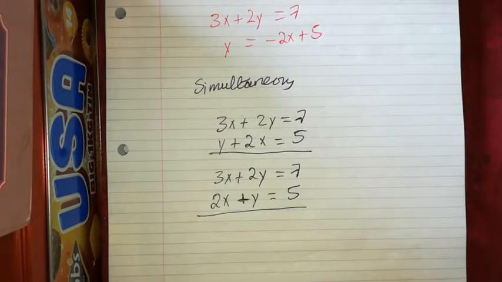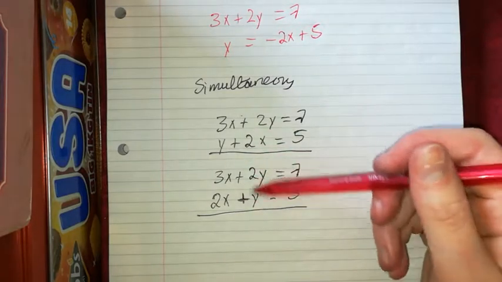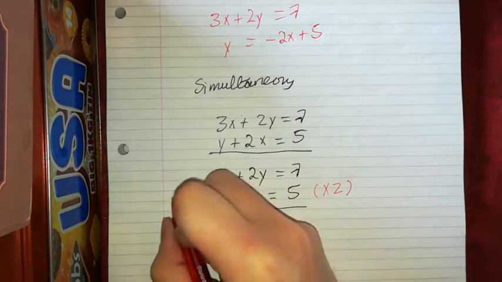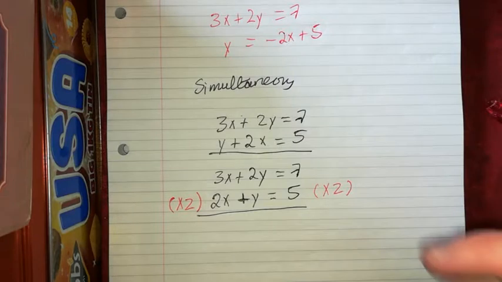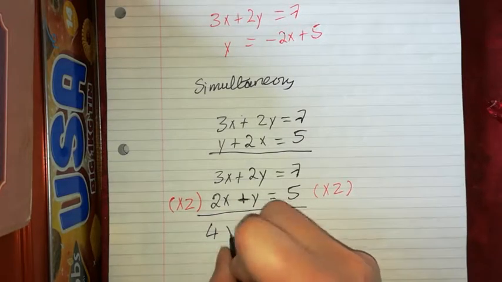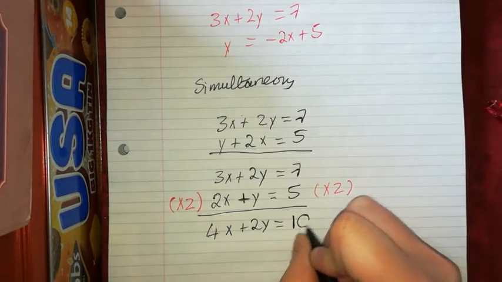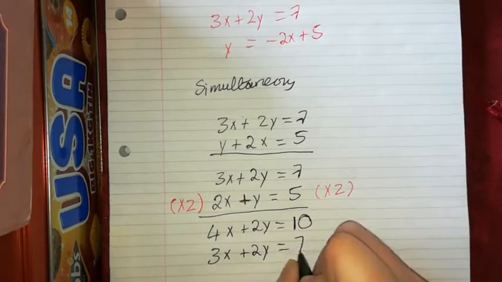So we have to get one of these variables to cancel. In order for them to cancel, they're going to have the opposite sign and the same coefficient, that means the same number attached to them. I think the easiest one would be to get 2 in front of both of the y's. In order to do that, we're going to have to multiply both sides of this line by 2. If we do the exact same thing to both sides of the equation, it stays the same. So I'm going to multiply all of this by 2, so it'll be 4x + 2y = 10, and then I'm just going to bring down my other one, 3x + 2y = 7.